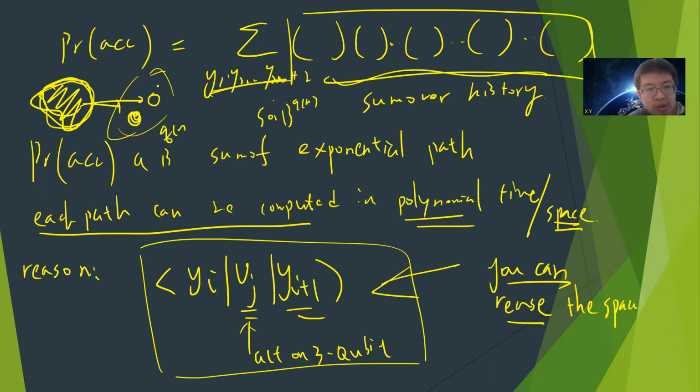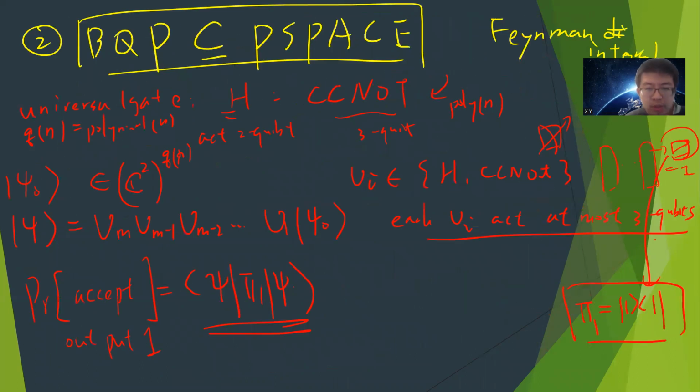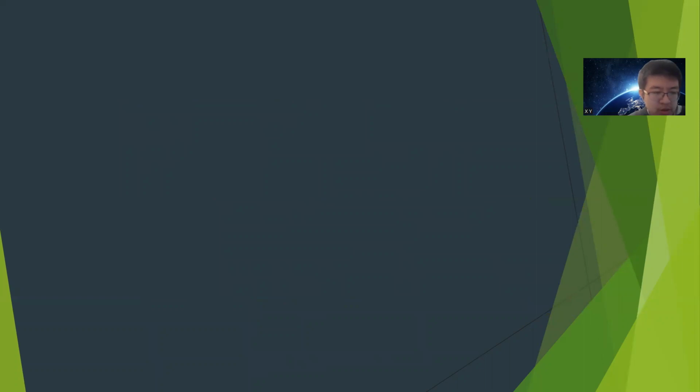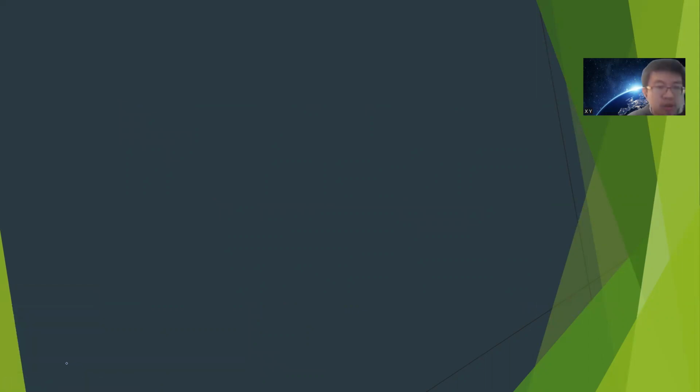So all these stored results, you only need q to the n bits to store the results, and then you just compute the sum of it. Simply speaking, each pass you only need polynomial time and polynomial space, so you can reuse the space, so that the probability of accept can be computed in this BQP in P space. Okay, the hard part is to prove that BQP is a subset of PP.